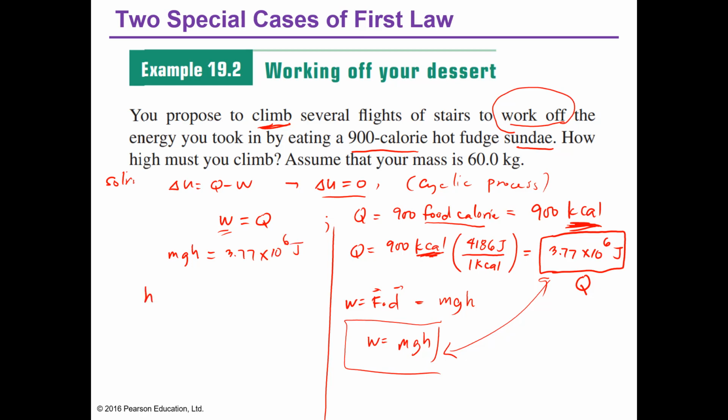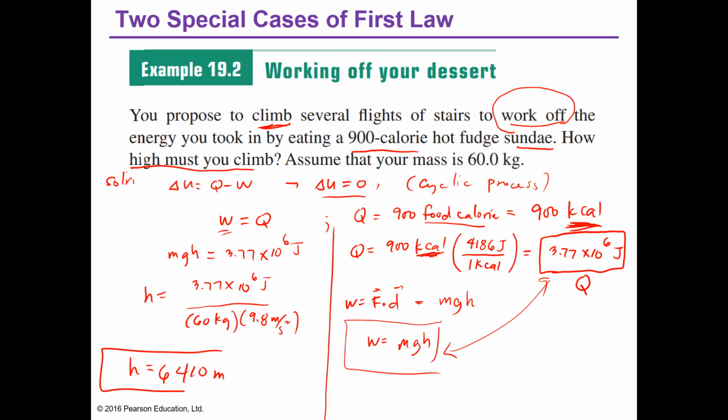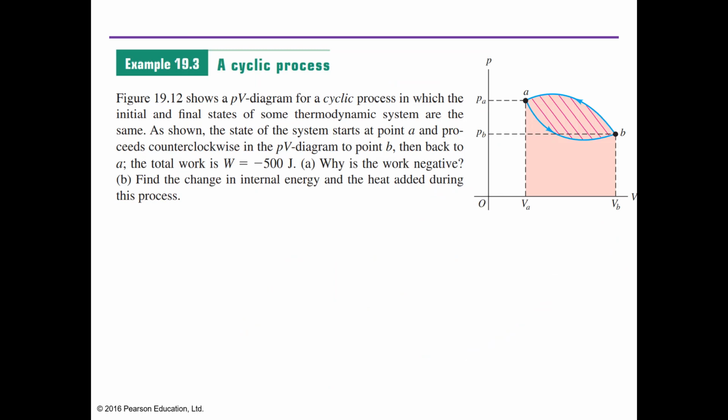So my h, how high must you climb? Akong kuhaon is ang unsa kataas sa saka is equal to 3.77 times 10 to the 6 joule over mass, 60 kilograms, times g, 9.8 meters per second squared. So h here is around 6,410 meters.